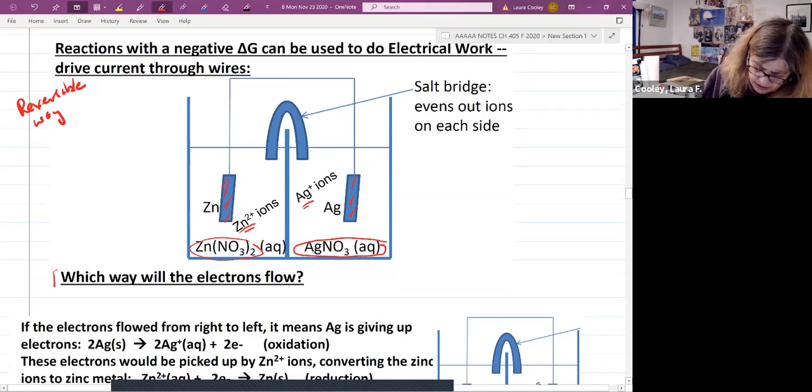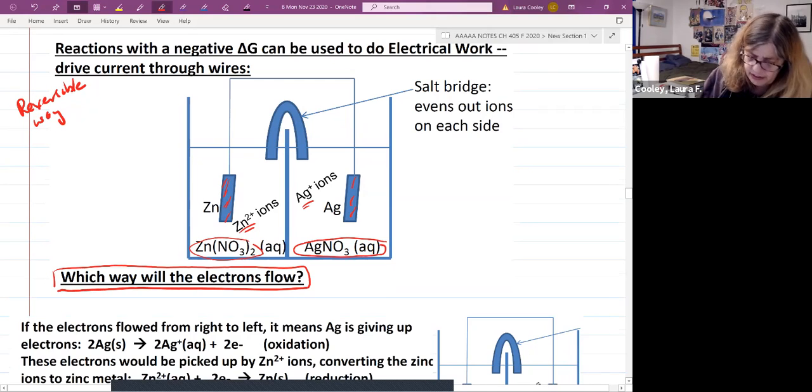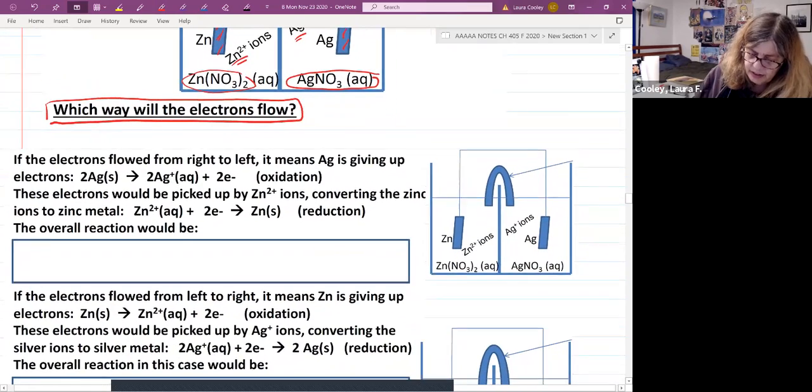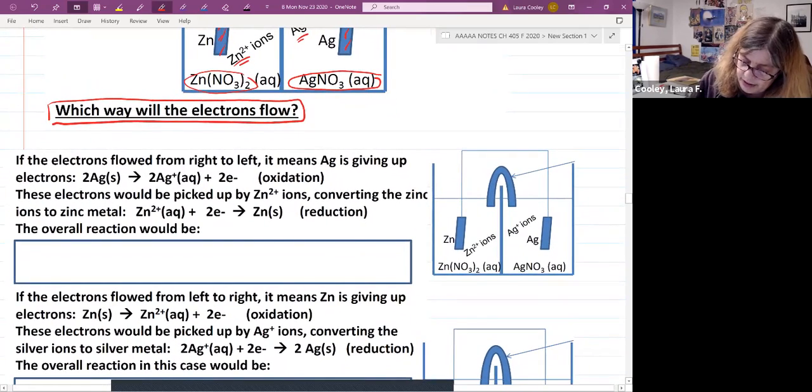The first thing I'd like to talk about is which way the electrons are going to flow, because notice there's a wire here connecting these electrodes. If the electrons flowed from right to left, in this direction, what would that mean? That would mean that the silver is giving up an electron, that the silver is getting oxidized to silver ion. And those electrons would flow through the wire down to the other side, and the zinc ions would pick up those electrons and form zinc.